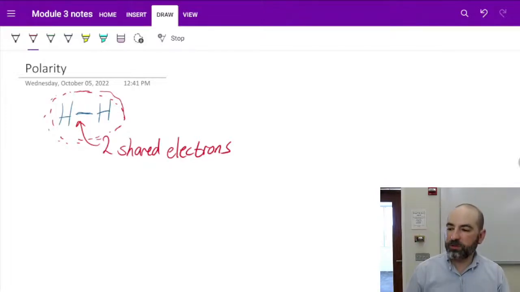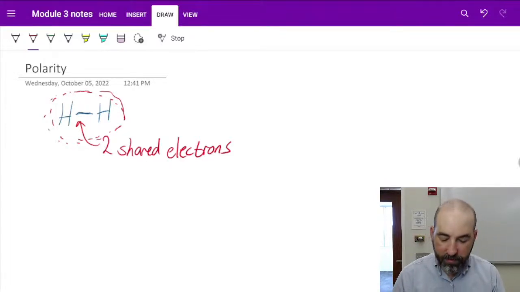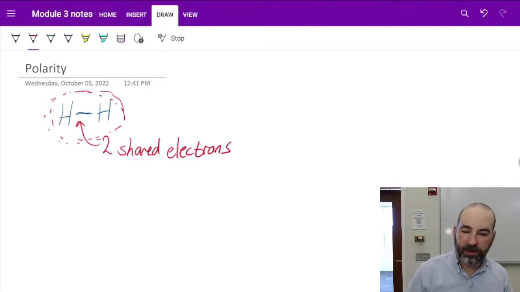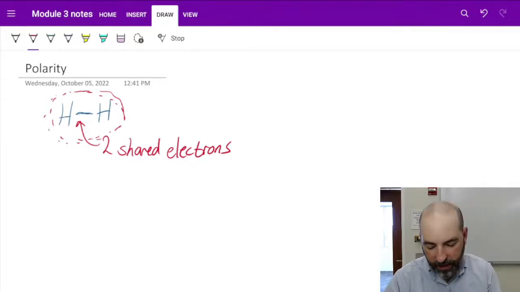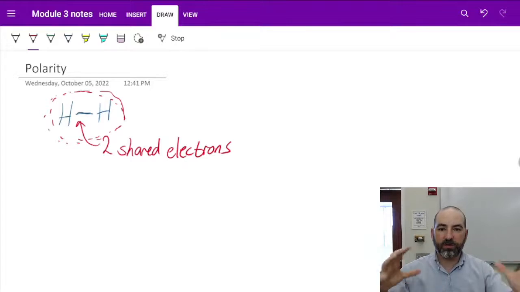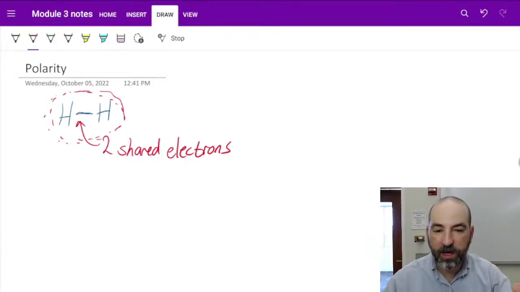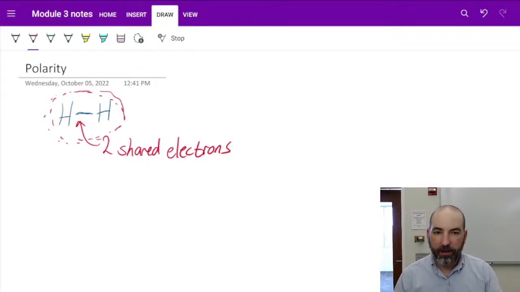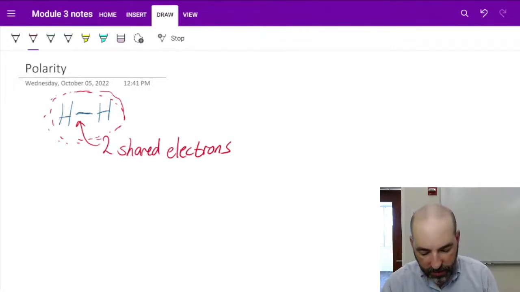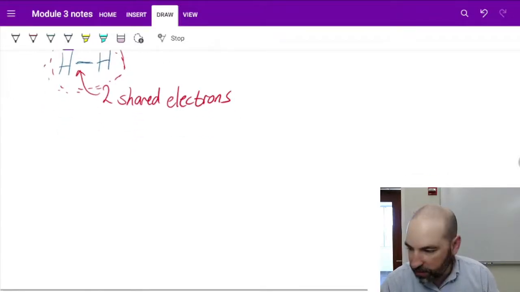And why would they be distributed evenly? Because there's no reason for them to be more on one side than the other, except kind of momentarily. When I draw this dotted line, by the way, it doesn't mean the electrons are orbiting around like that. I'm trying to draw a cloud. So imagine a cloud of space around these hydrogen atoms where those two electrons could be. They could be anywhere within there, but they're no more likely to be on one side or the other. They're just going to be wherever in there. Equal chance all around.